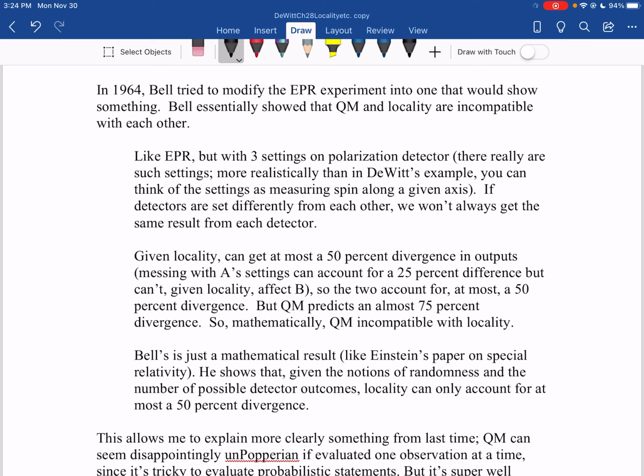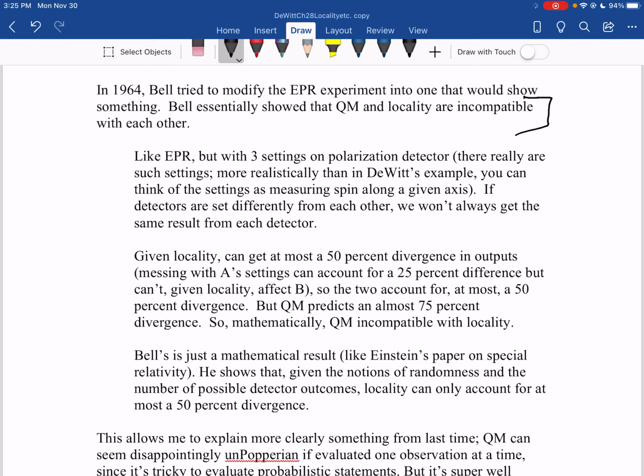John Bell, an Irish physicist in the mid 1960s, basically modified the EPR experiment into something that you could actually do and learn from. So, a little more rigorously than EPR had done, he shows the incompatibility of quantum mechanics and locality. And so he gives you, even though, like Einstein's special relativity paper, it's really a mathematical proof, it's also a recipe for designing an experiment.